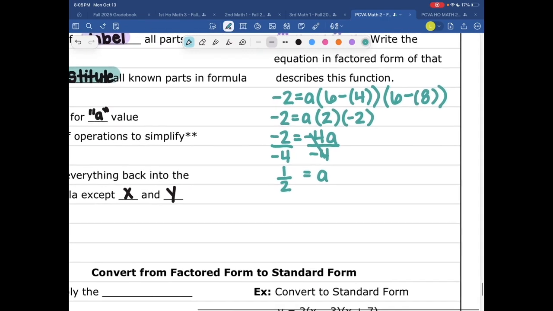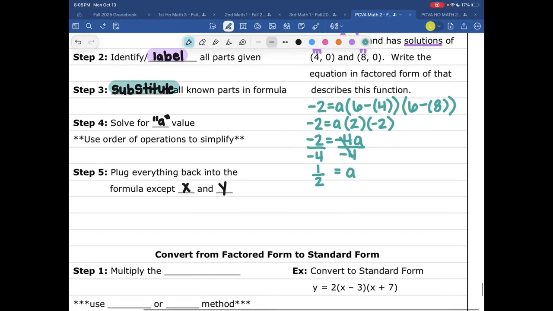Now, I know my a value, so all I have to do at this point is to substitute. So at this point, I did solve for a here, and I started solving for a at this step right here. Okay, so once I have my a value, I can plug everything back in to my original format.